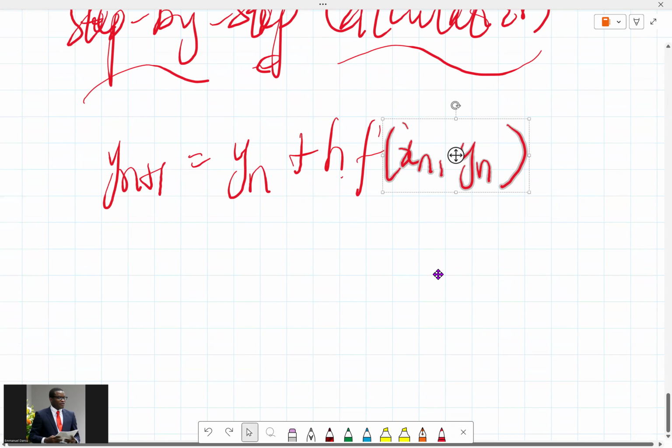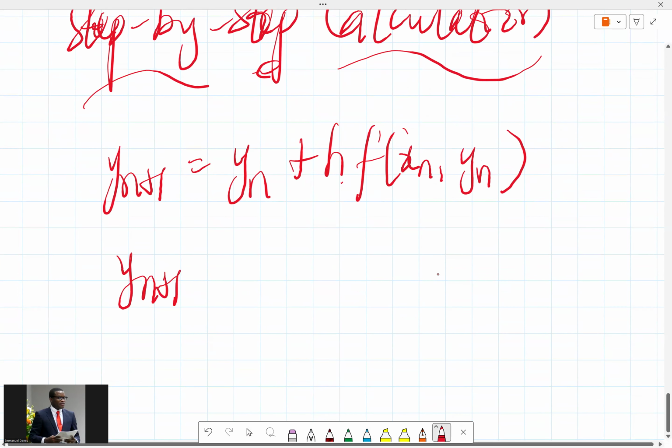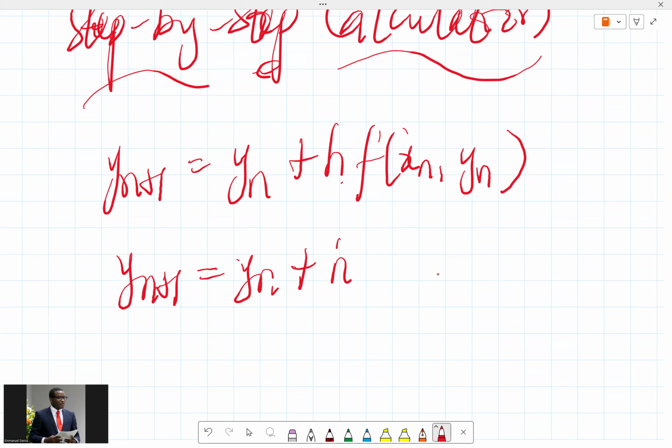So in that case, we can have y_{n+1} equals y_n plus h into x plus y, because our f of x and y is actually x plus y. So it means we have, in fact, better, it should be x_n plus y_n. That's what that looks like.